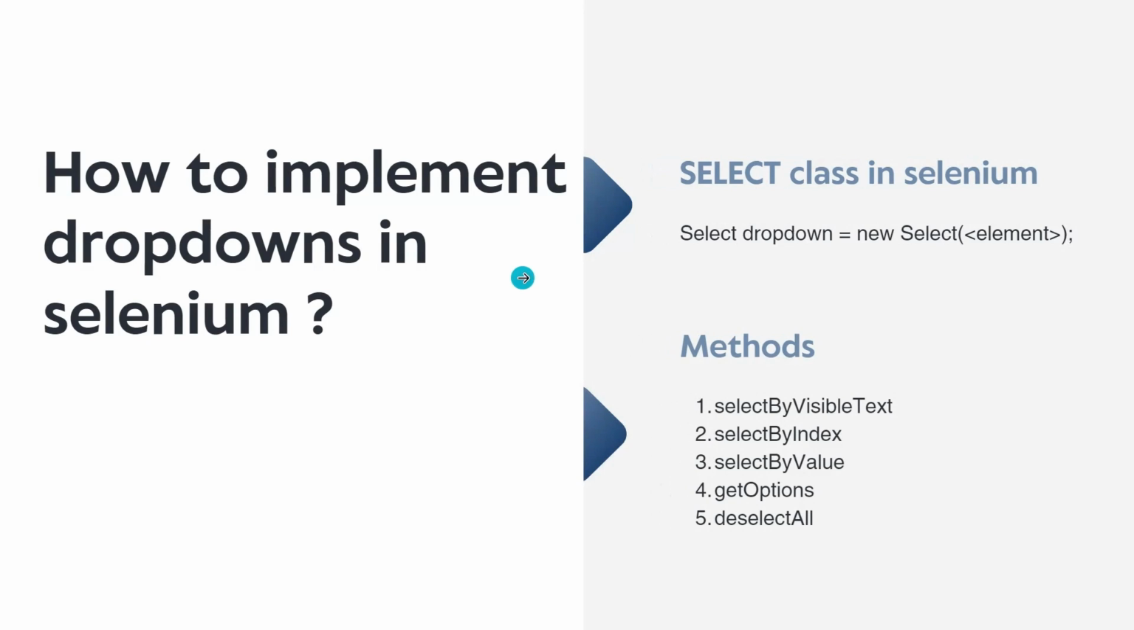Now, how to handle drop-downs in Selenium being an automation test engineer? Well, you need not worry about it. Selenium provides a default class called Select class. It will take a WebElement as a constructor parameter, and the rest of the operations you can perform using methods implemented inside the Select class. You can select options based on visible text and index, and using value, you can select required options.